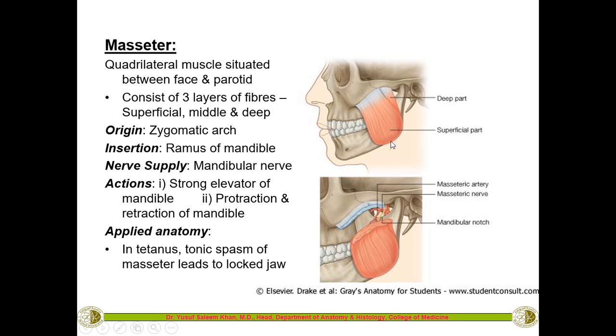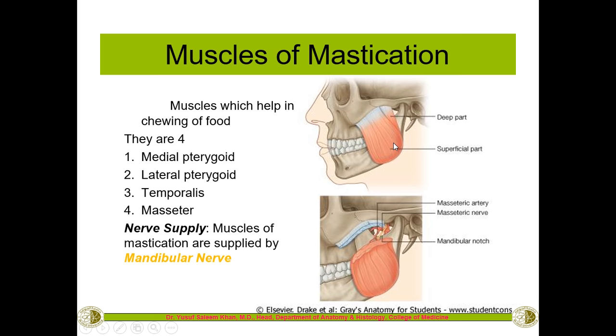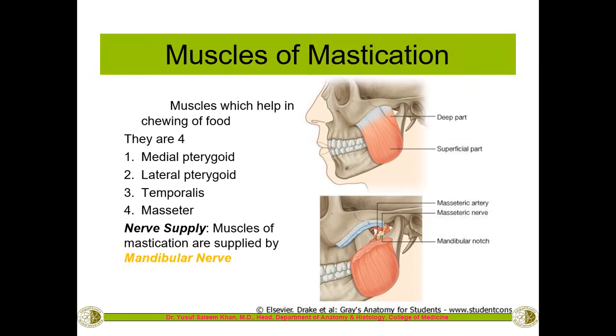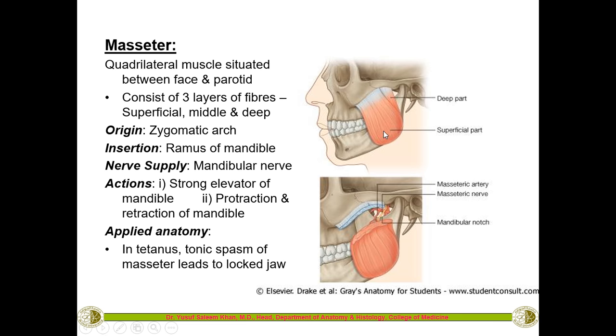It will be inserted to the ramus of the mandible, just like the medial pterygoid which you have studied. But the difference is the medial pterygoid will be inserted to the medial surface of the ramus of the mandible, and this will be inserted to the lateral surface. So this is superficial, outside the mandible, while that is deep to the mandible. Nerve supply is by the mandibular nerve, same nerve as the other three muscles.